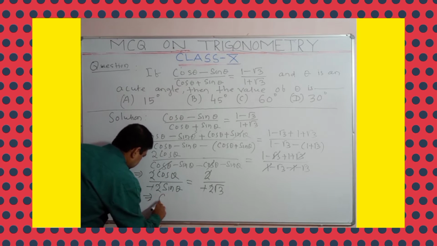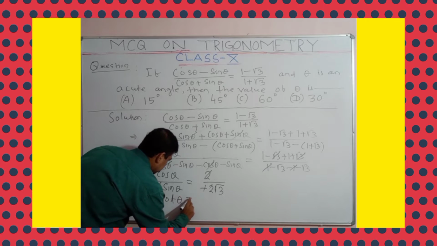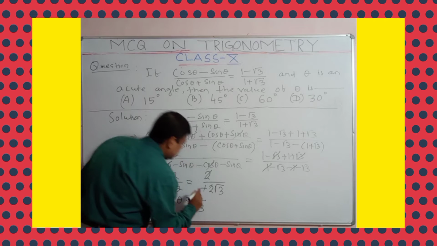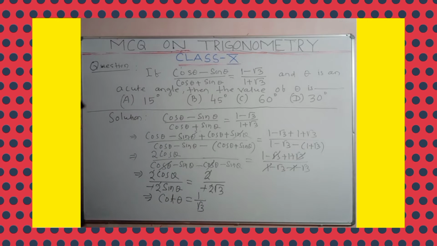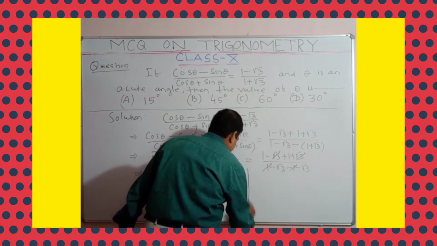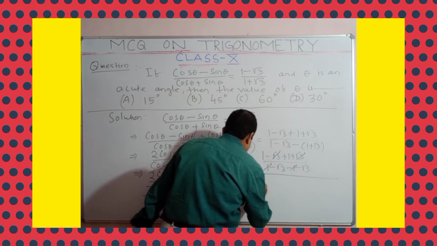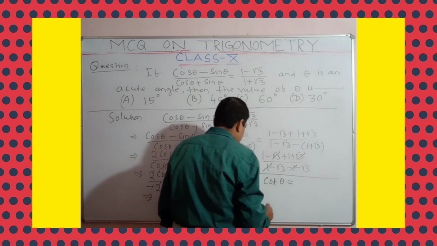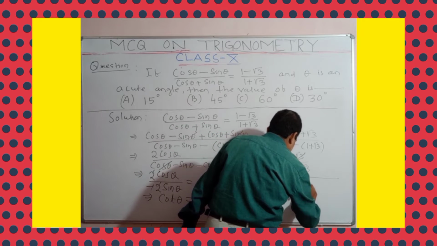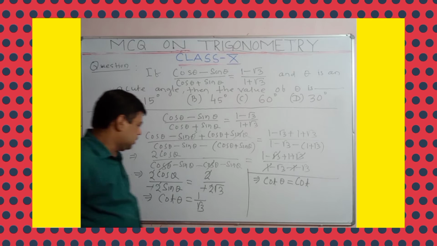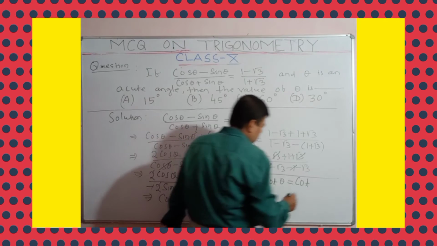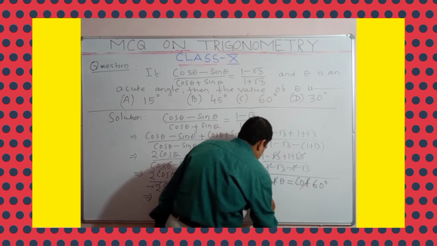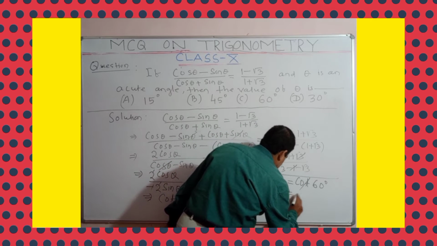So cos theta by sin theta will be what? Cot theta is equal to 1 upon root 3. Is it clear? Understand? So that implies cot theta is equal to 1 by root 3. We know it is cot 60 degree. So cot will be cancelled, so theta is equal to 60 degree.